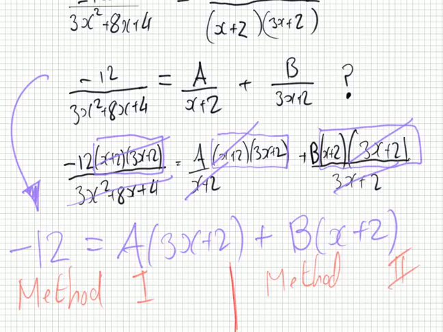3 times minus 2 is minus 6, plus 2 is minus 4. So I get minus 12 and minus 4. So I bring the minus 4 underneath. Minus 12 over minus 4, 3. So then a must be 3.